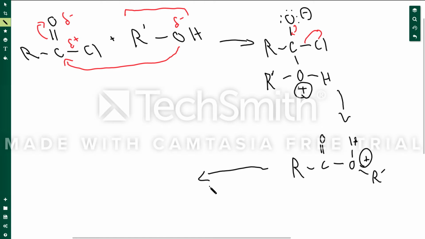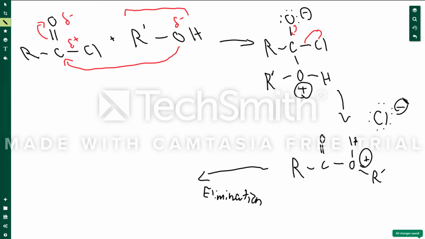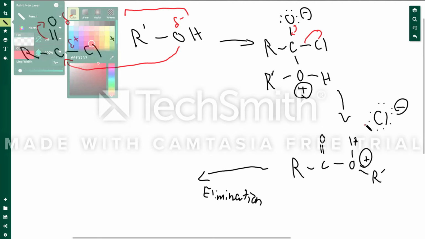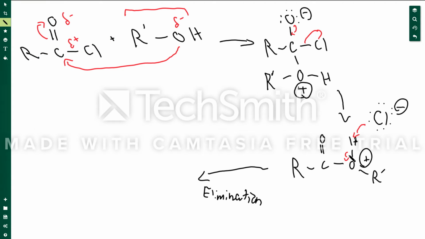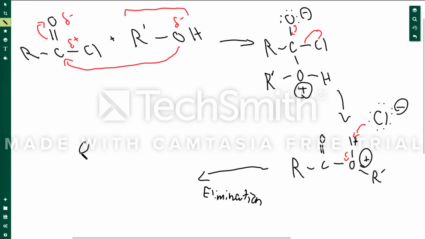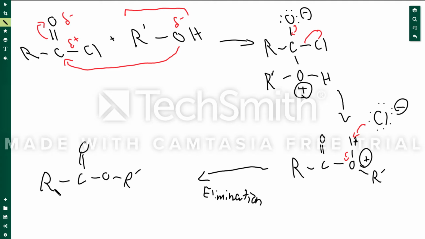So we're going to do an elimination step. We're going to deprotonate this oxygen here. So what's going to happen is the chlorine from earlier, the chloride atom, will still be here, and it has a negative, so it's just going to steal this hydrogen, and this oxygen is like, yay, we no longer have to be positive. It's going to be perfect. This is great. Thank you. So now we have O, R, R.